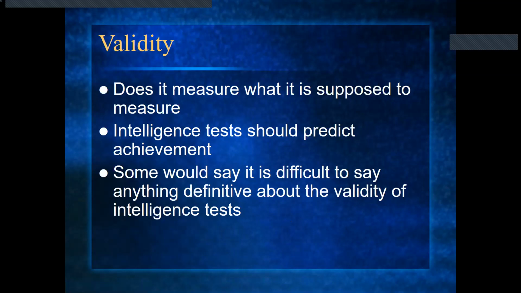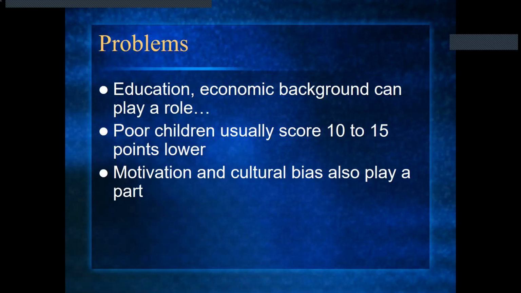All right, problems. So this is the last thing on page 2. What are some limitations of intelligence tests? So obviously your economic background. So education kind of makes sense. But your academic background, your socioeconomic background can make a difference on intelligence tests. The statistic there: poor children usually score 10 to 15 points lower. Now, it could be because they lack resources.